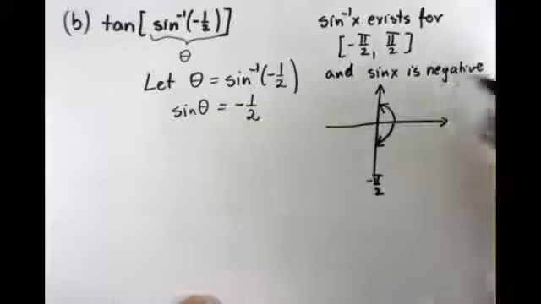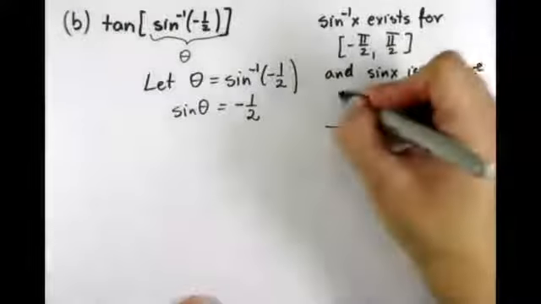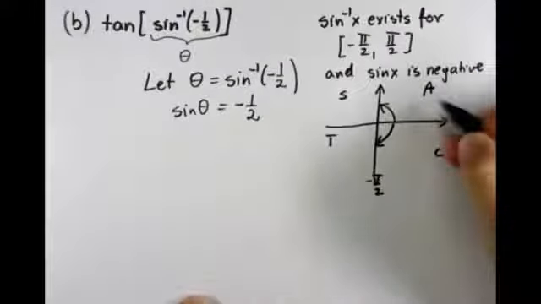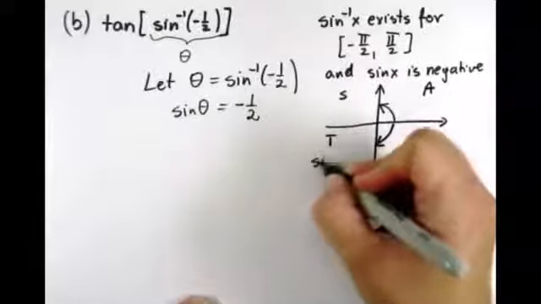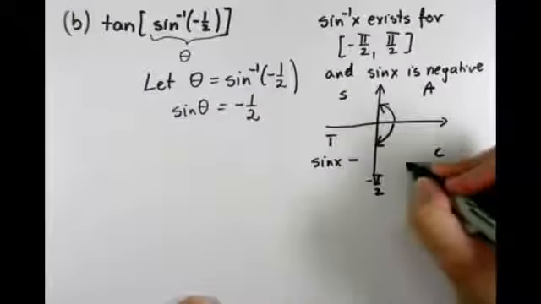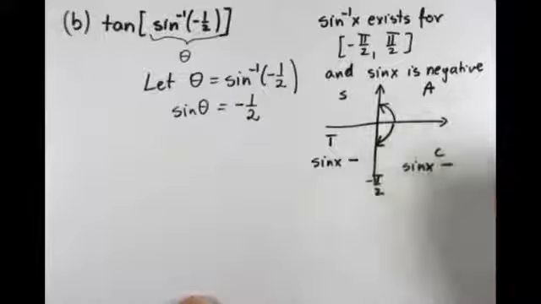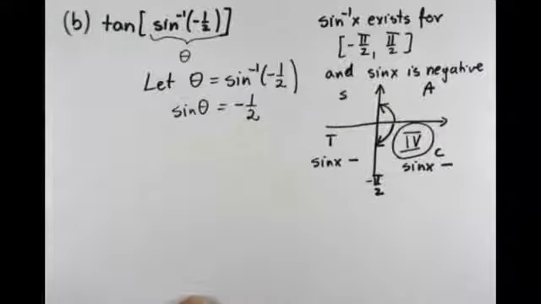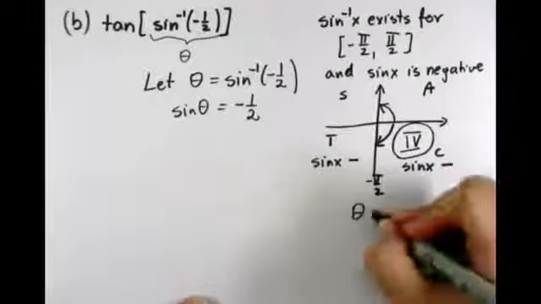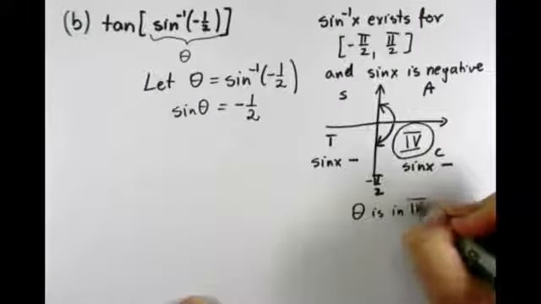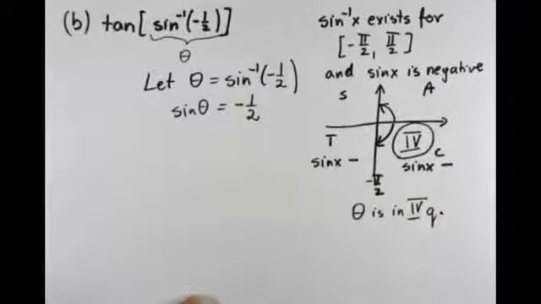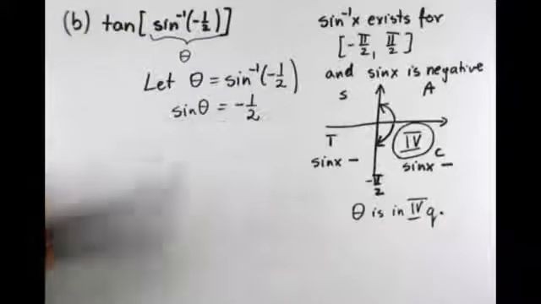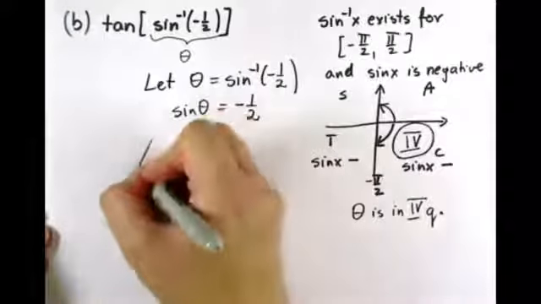And now sine is negative. If I go with my story, add sugar to coffee: sine is positive here, and sine is negative in this quadrant and in this quadrant. So those two restrictions give me the fourth quadrant. My theta is in the fourth quadrant. Once I identify the quadrant, I don't worry about minus or plus, because then I just use the triangle straightforwardly.